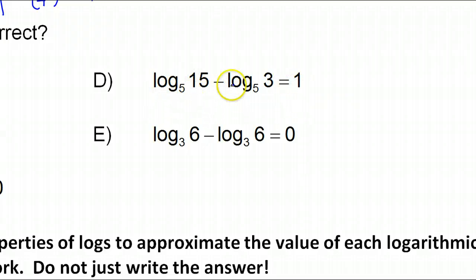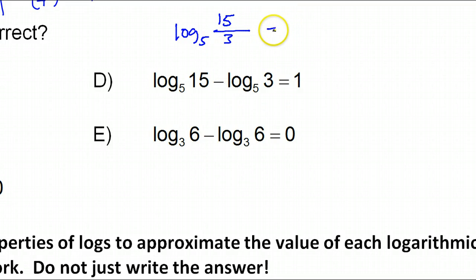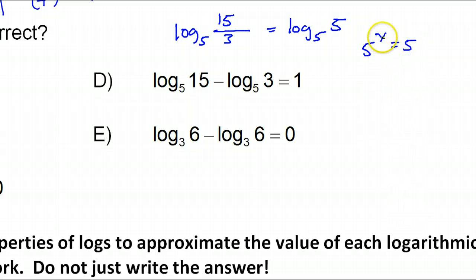Let's see. Well, if we condense these, this is subtraction. So that would give us log base 5. Subtraction condenses down to division. So I'd have to do 15 over 3. Alright, but that would be log base 5 of 5. And what's the value of that? Well, 5 to the what power is equal to 5? Guess what? 1. So this has a value of 1.